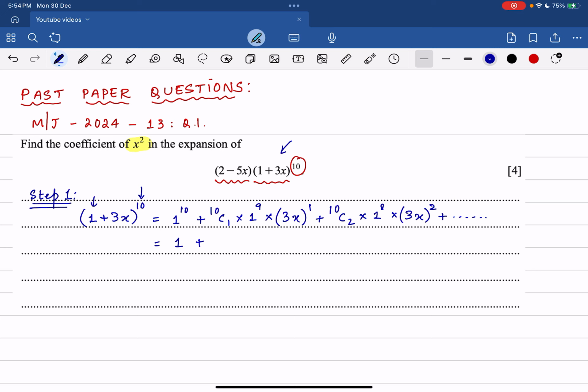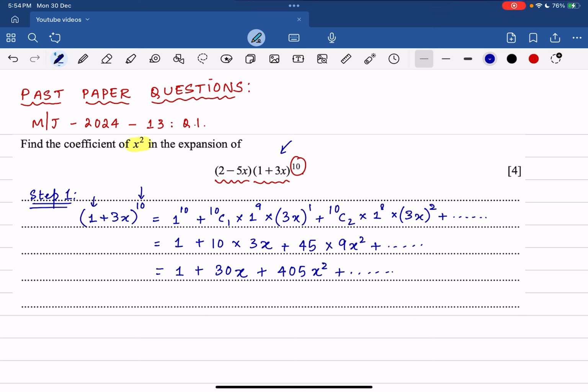So that is 1 raised to 10. 1 raised to anything is 1. 10c1 will give me 10 times 3x plus 10c2 gives me 45, and 3x square is actually 9x squared. If I simplify this, it becomes 30x plus 45 times 9 is 405x squared plus dot dot dot.